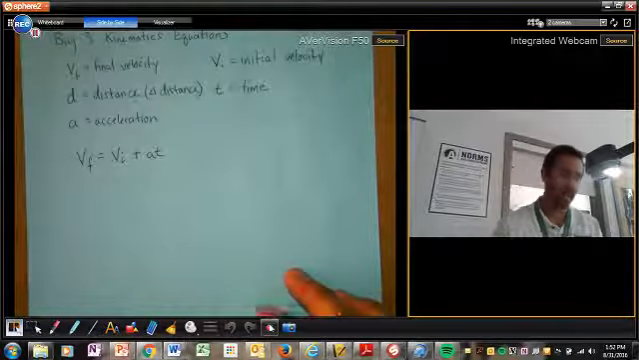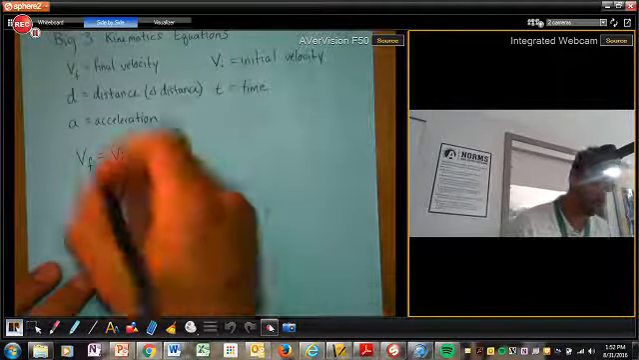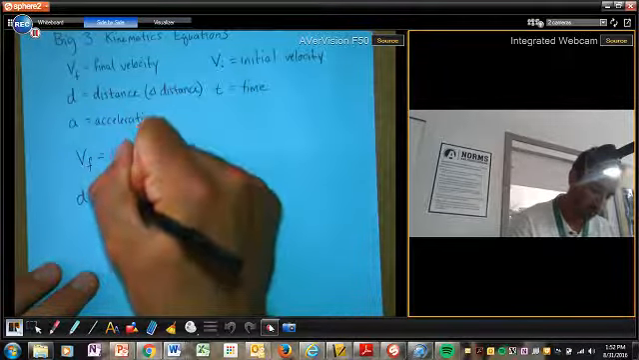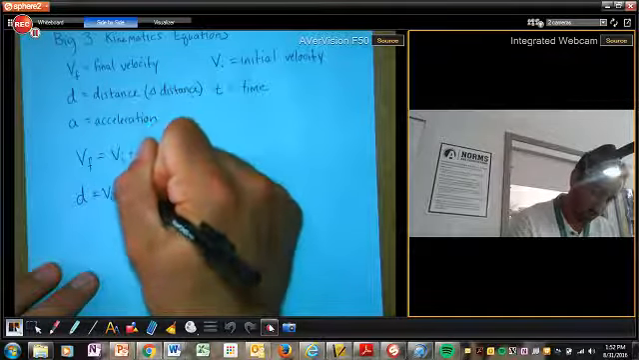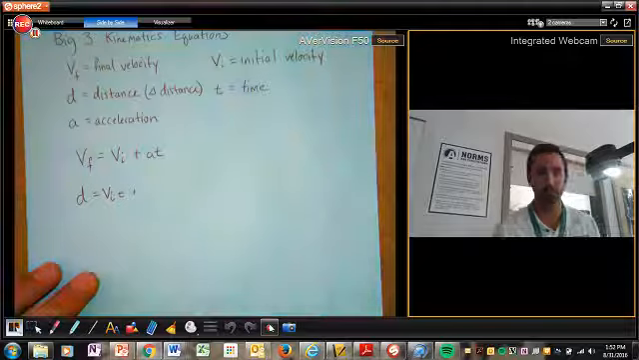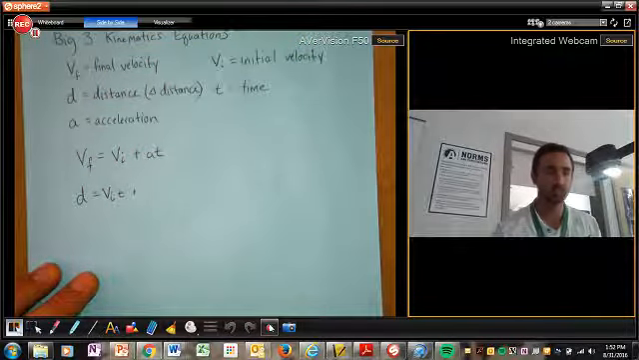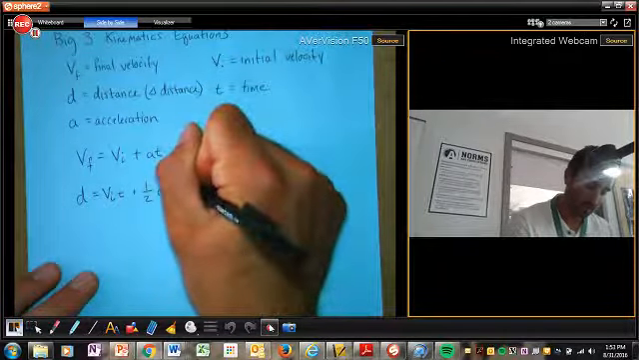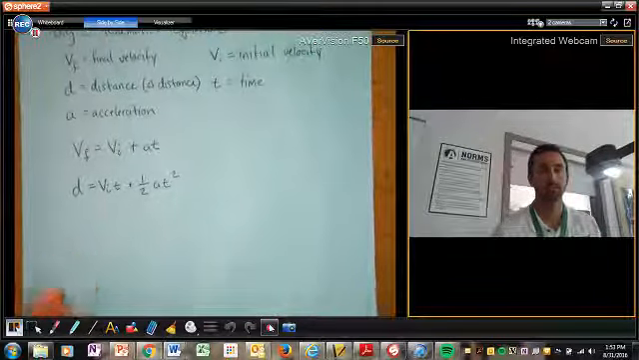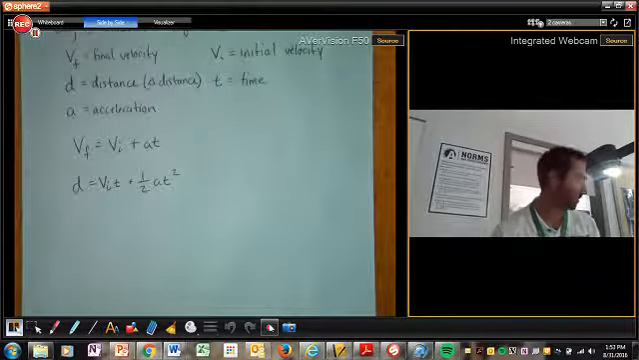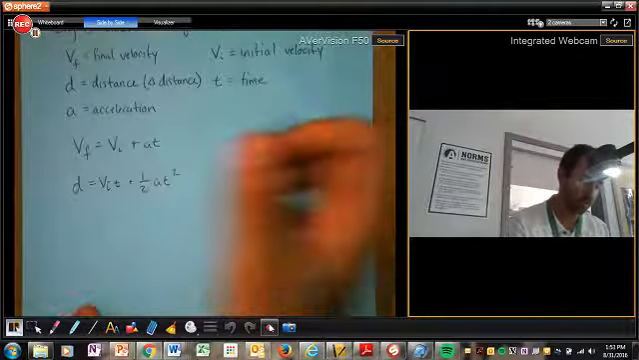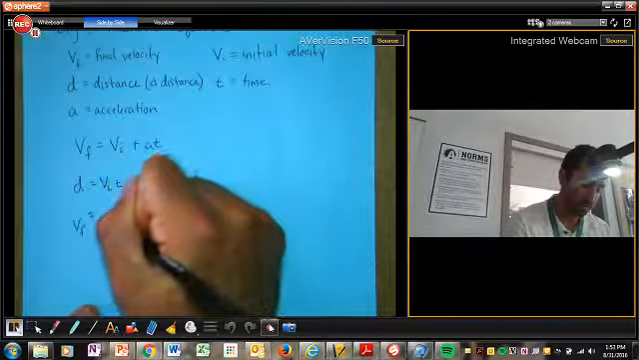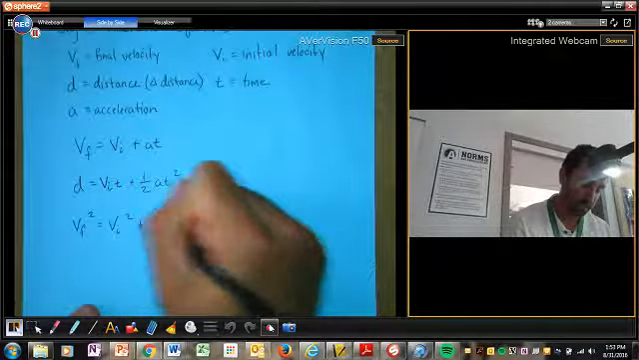Next, we're going to use d is equal to V i times t plus 1/2 a t squared. Don't worry, it's not going to be that hard. And lastly, this one's going to sound scary, but it's not that big a deal. V f squared is equal to V i squared plus 2 a d.